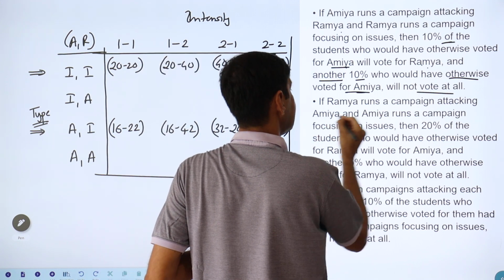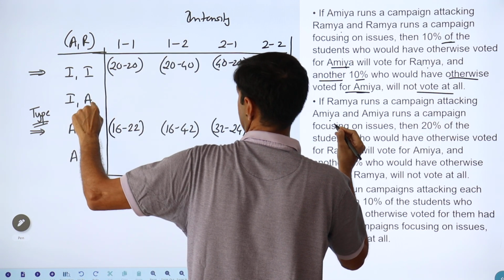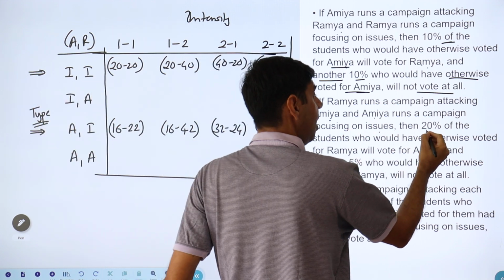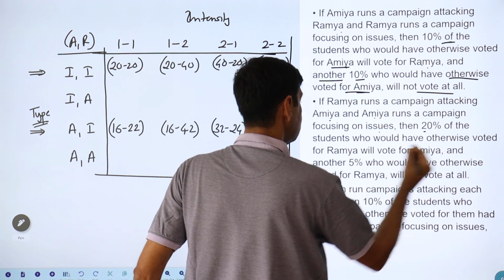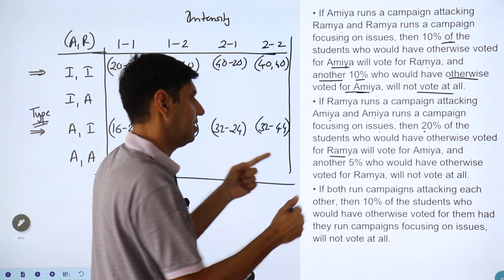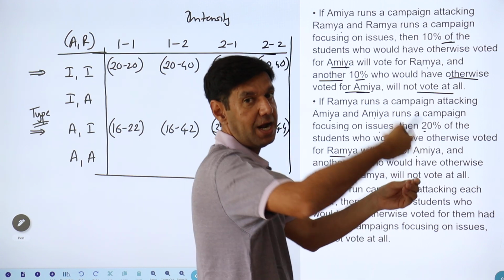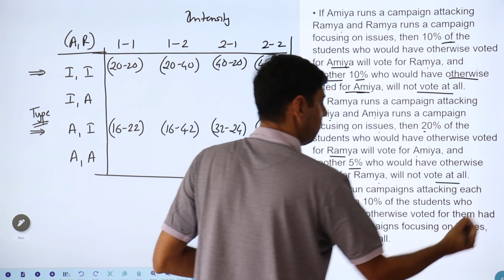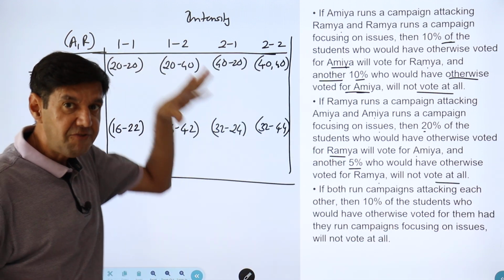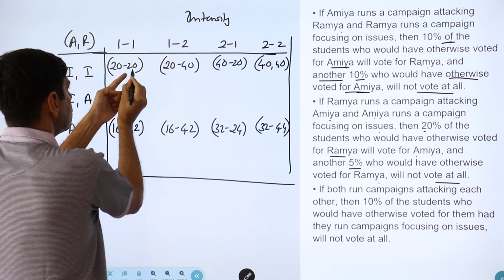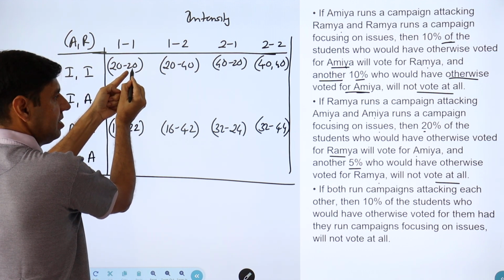If Ramya runs a campaign attacking, so now Ramya is attacking and Amiya is focusing on issues as expected, second row. 20% of those who would have voted for Ramya, so we'll have to check for Ramya, take 20% of them will vote for Amiya, and another 5% who voted will not vote. So 25% will reduce, 20 will go to this guy of Ramya. So 20% of this is 4.